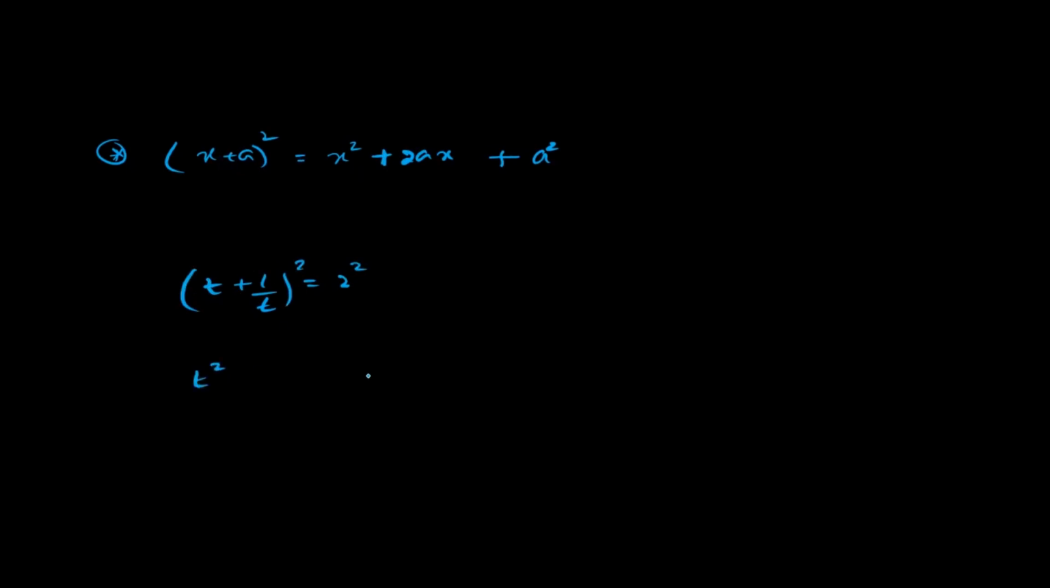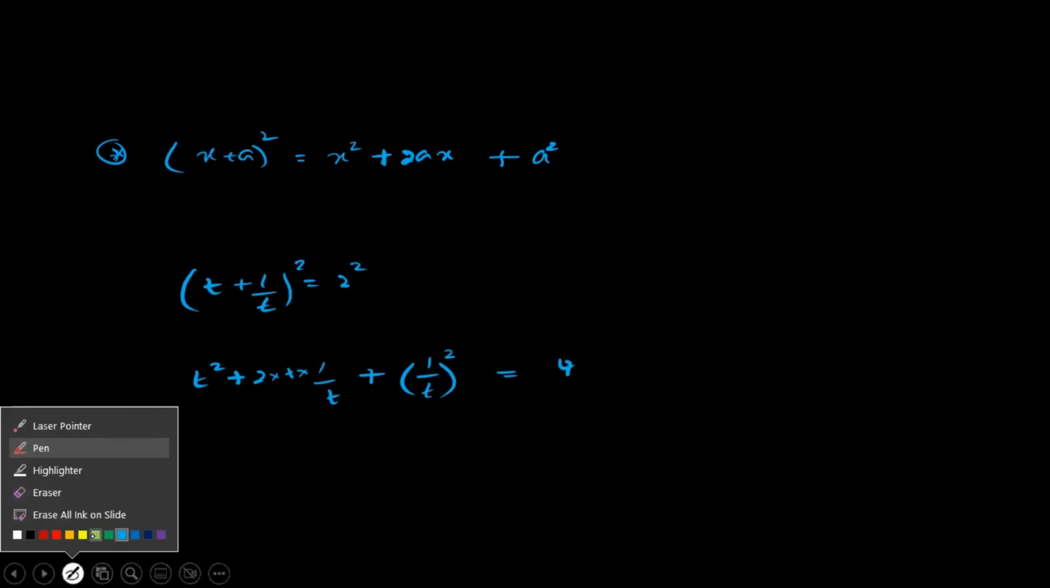Keep a small space, definitely a plus. Second term is 1 over t, second term square. This entire 1 over t is square. How to obtain the middle term? Plus into plus equals to plus, t into 1 over t, 2 times of it, which means 2 times t into 1 over t. This equals to, on this side you have 4.